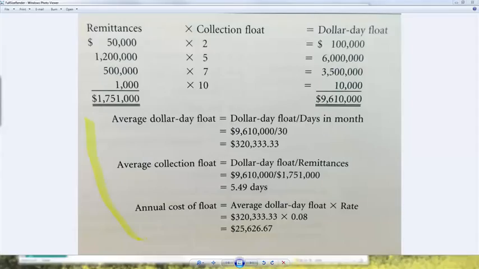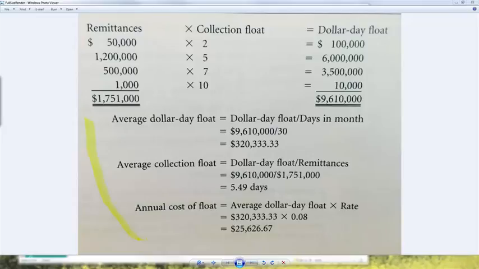Now here is all the same data that was on that PowerPoint slide. This is page 323 in the text. And the calculations that I mentioned from that slide are shown here. In the top section, we have 4 remittances. The first one takes 2 days to collect, the second one takes 5 days to collect, the third one takes 7 days to collect, and the fourth one takes 10 days to collect.